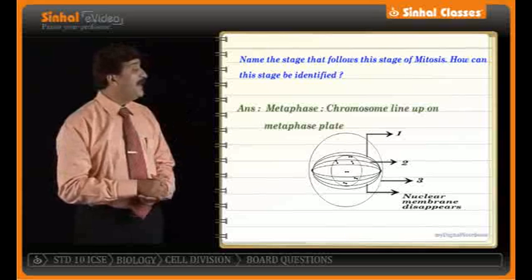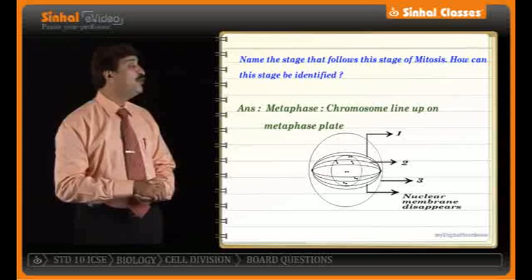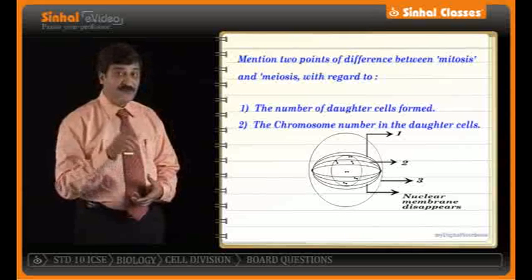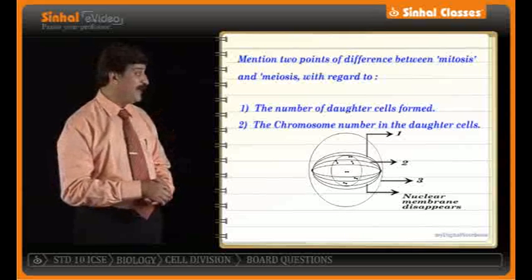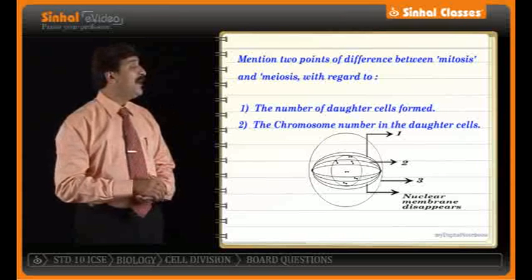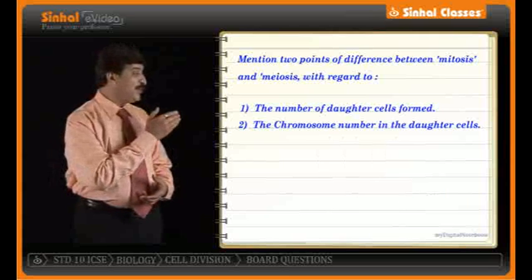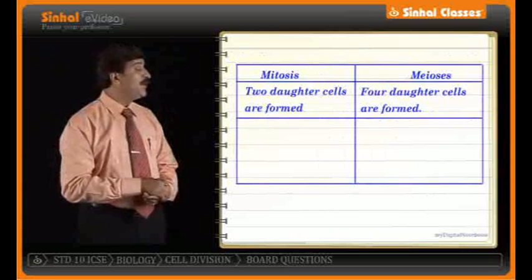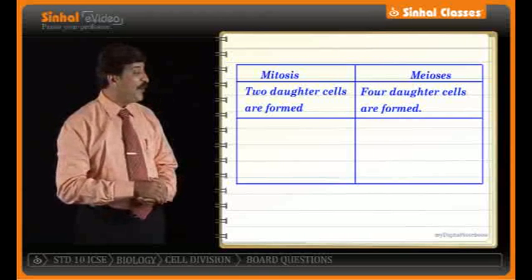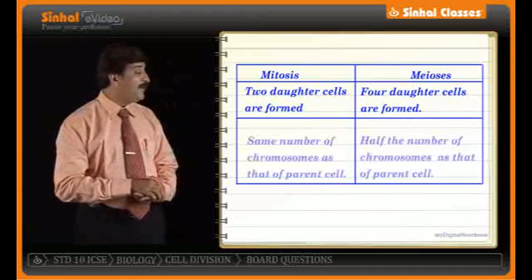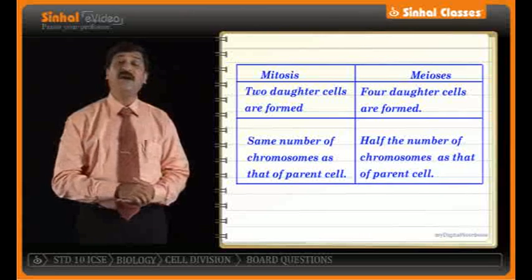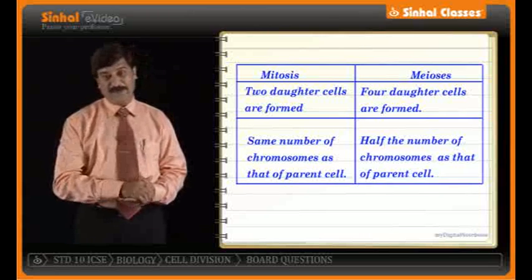The fifth question is, mention 2 points of differences between mitosis and meiosis with regard to, so read the question carefully: one, number of daughter cells formed, and the second one, chromosome number in the daughter cell. So your answer should be, in mitosis 2 daughter cells are formed. In meiosis 4 daughter cells are formed. The second one is the chromosome number: in mitosis, the same number of chromosomes as that of the parent, and in meiosis, half the number of chromosomes of the parent.